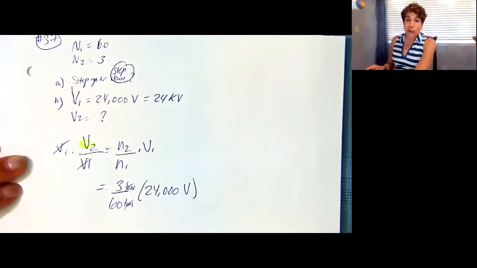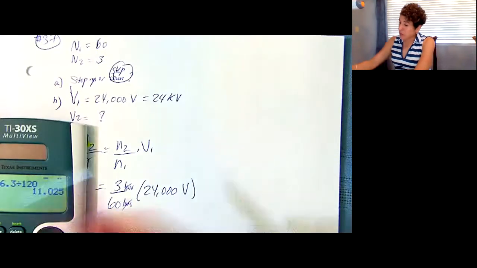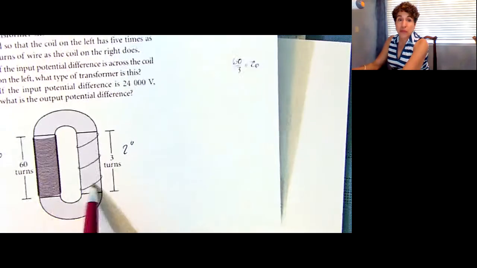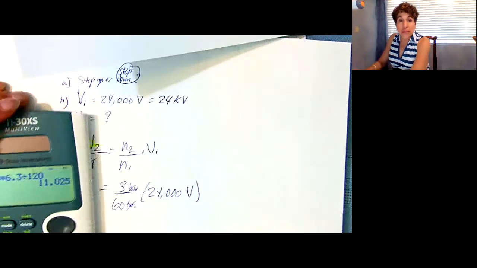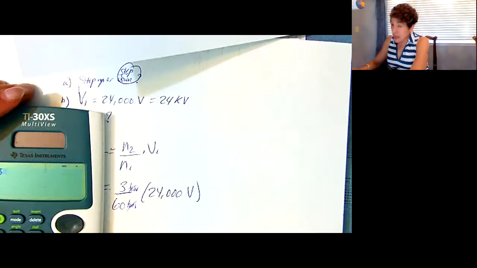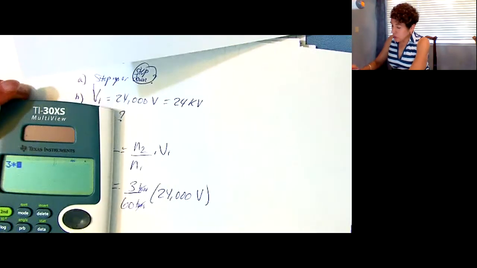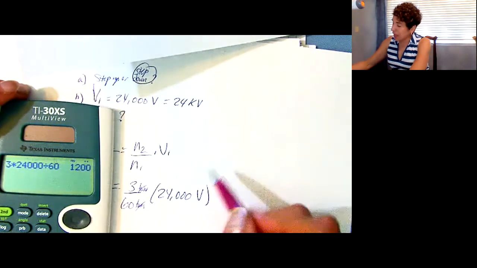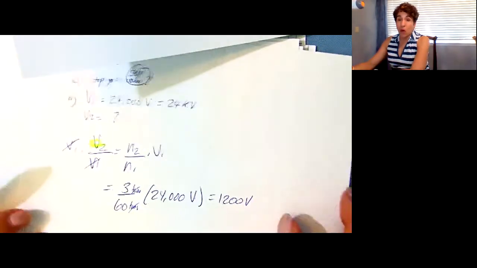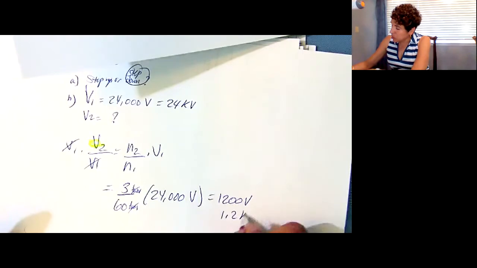24,000 volts. Okay, looks like it's going to be a step down because 3 over 60, well, we already decided it's a step down anyway because we're going to fewer turns. 3 over 60 is less than 1. So let's see, I got 3 times 24,000 divided by 60, and I have 1200 volts, or 1.2 kilovolts.